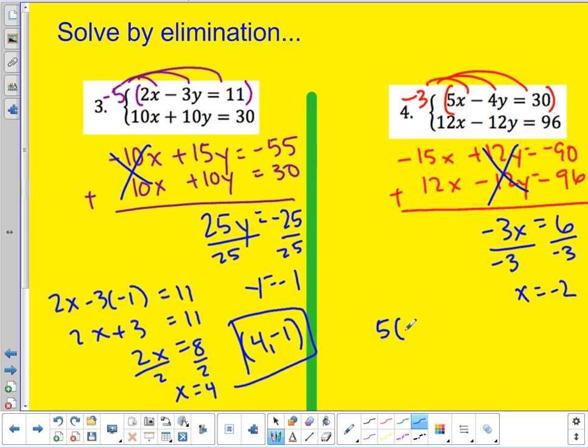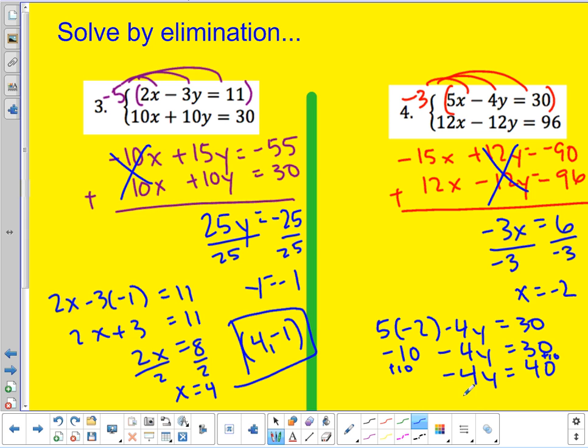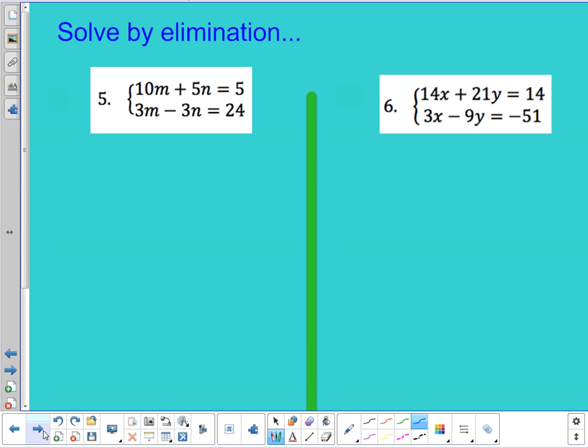Plugging that back in, 5 times negative 2 minus 4y equals 30. That's negative 10 minus 4y equals 30. That's negative 4y equals 40 once I add 10 to both sides. And then dividing by negative 4, I get y is equal to negative 10. So my solution looks like negative 2 comma negative 10 for x and y there. Couple more, top of the last page.